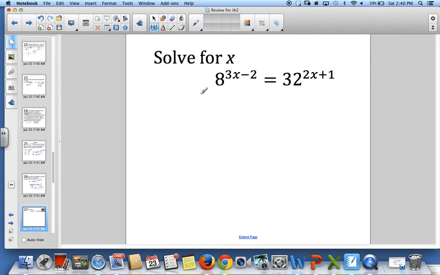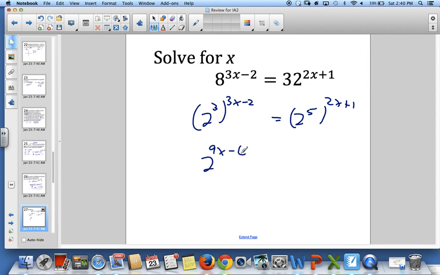Solve for x. For these problems, we want to get the common base. So this is going to be 2 to the third to the 3x minus 2. And this is going to be 2 to the fifth to the 2x plus 1. All I did was change 32 to look like this and change 8 to look like this. And the rules tell me now I multiply exponents. So I have 2 to the 9x minus 6 equals 2 to the 10x plus 5.